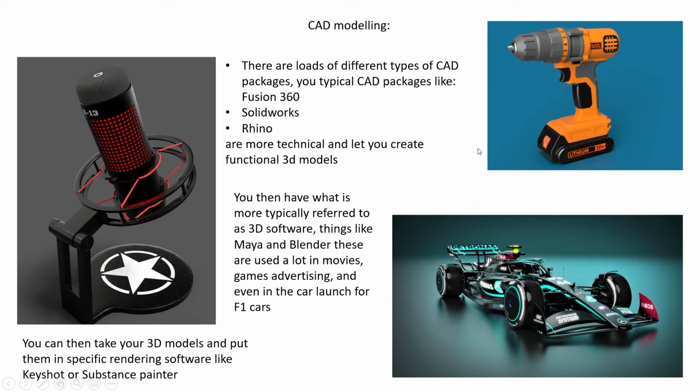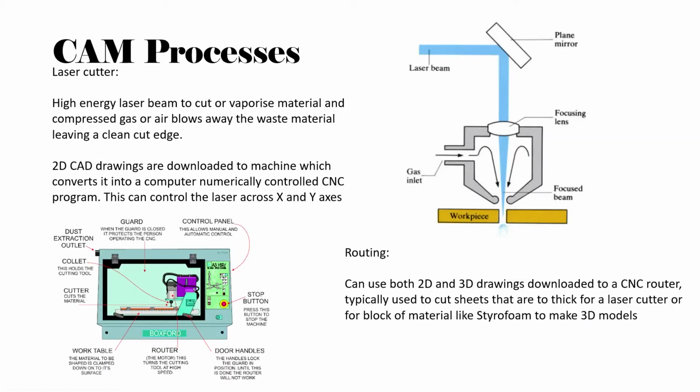So that's CAD modeling. What we're going to have a look at now is the CAM process. CAM stands for Computer Aided Manufacture. I'm hoping a few of these you have come across before. We'll take the laser cutter first. That is one I'm hoping everyone's heard of before. They're used a lot in schools nowadays. They're actually very, very common.